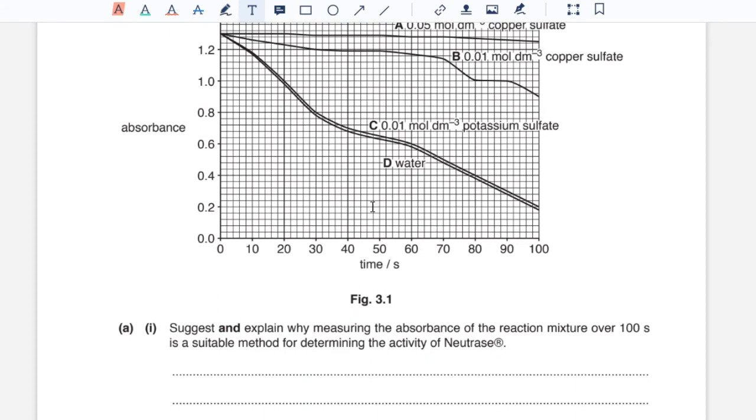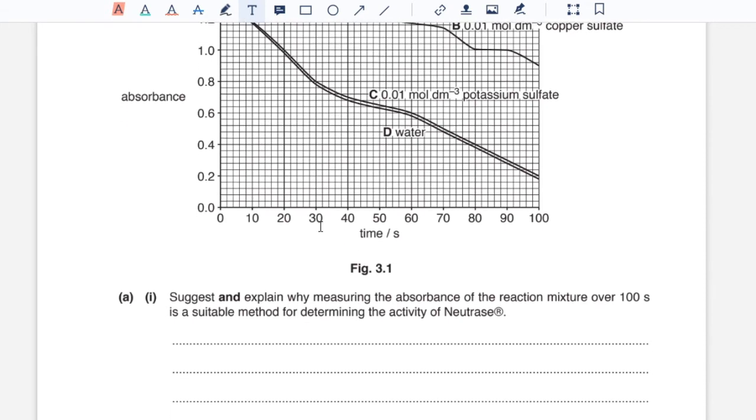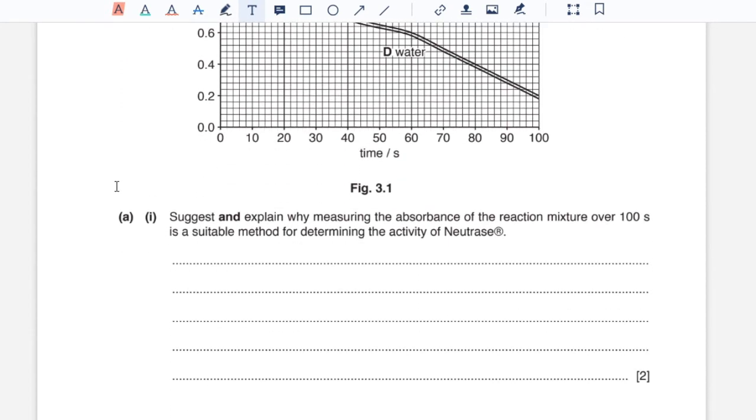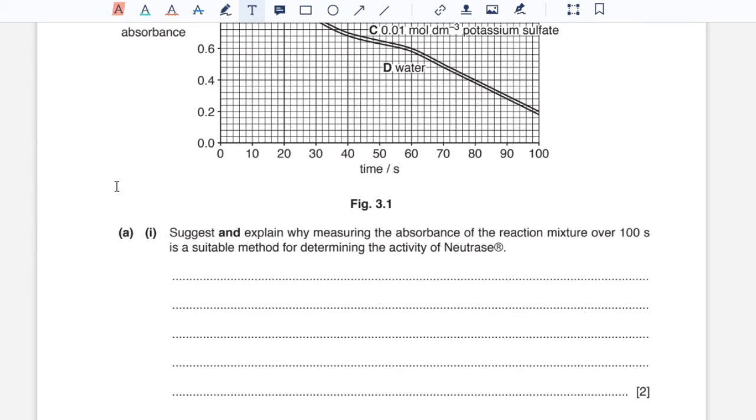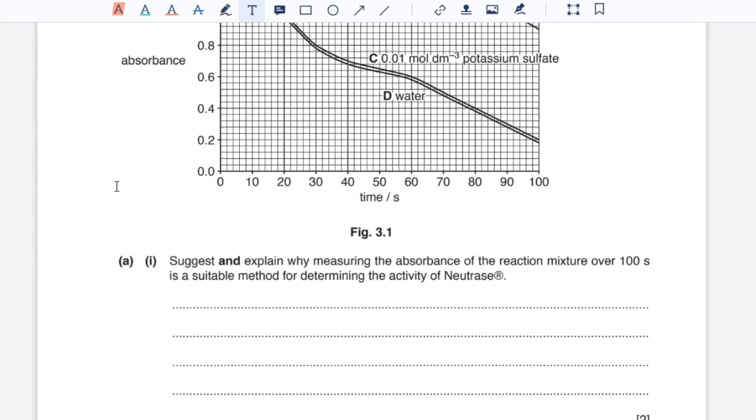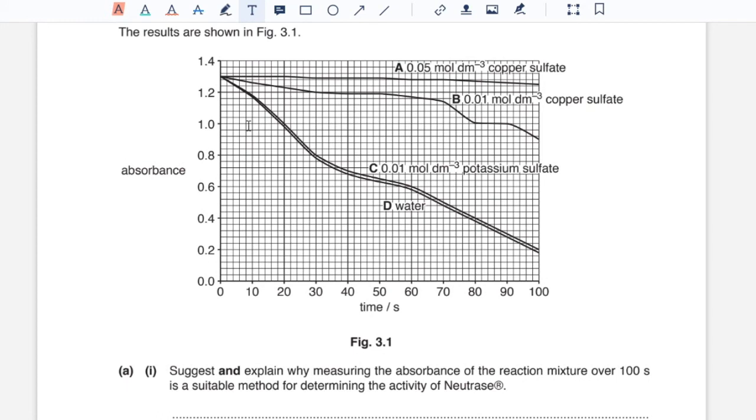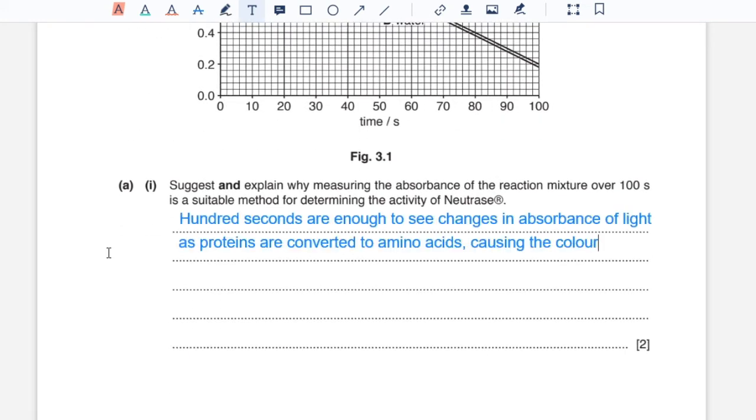A1, suggest and explain why measuring the absorbance of the reaction mixture over 100 seconds is a suitable method for determining the activity of nuclease. In other words, you need to know why the span of 100 seconds is appropriate to observe the changes that represent the results. And that's because 100 seconds is enough to see the change in absorbance of light as proteins are converted into amino acids, which is also proven by the fact that the change in absorbance is shown in the graph over 100 seconds, and you can compare the results.